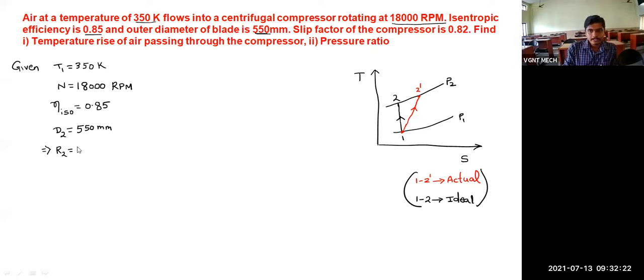Okay. So diameter is 550 mm, so radius is nothing but diameter by 2. So it will be 550 divided by 2, so 275 millimeter. And always we have to convert this millimeter into meter. So 1 millimeter is 1/1000 meter, so we have to divide by 1000. So this will become 0.275 meter.